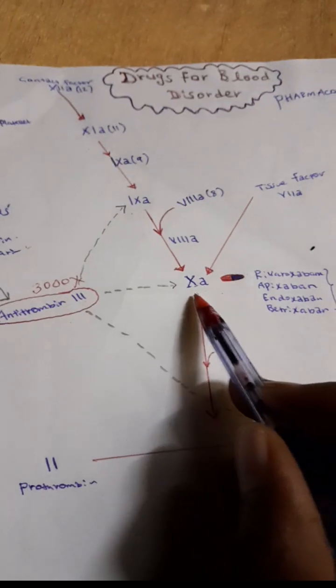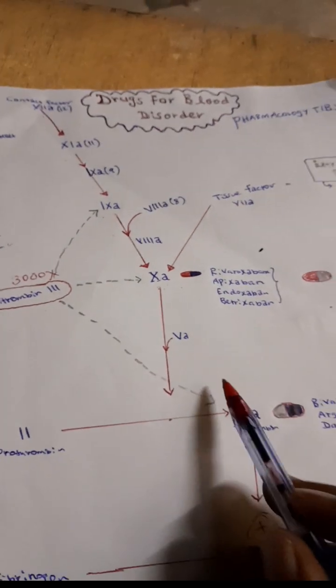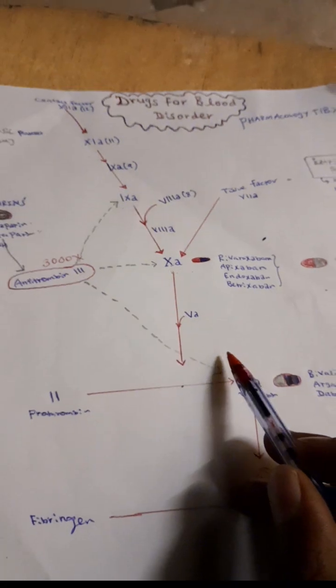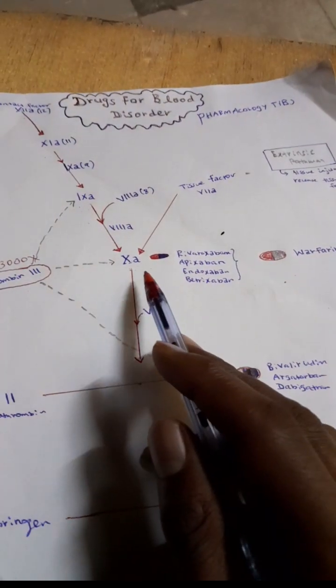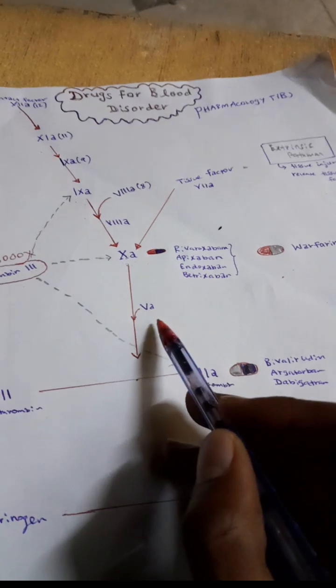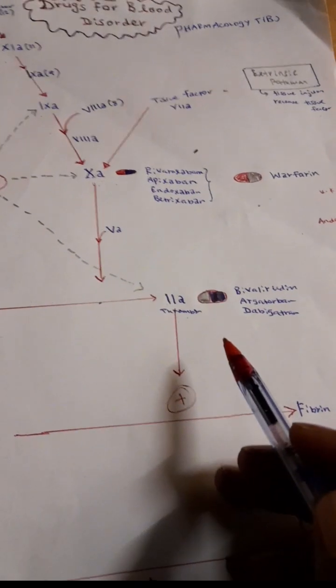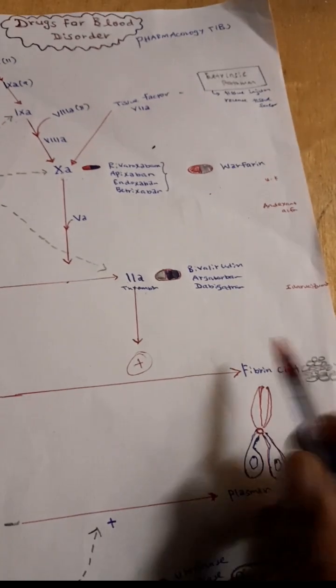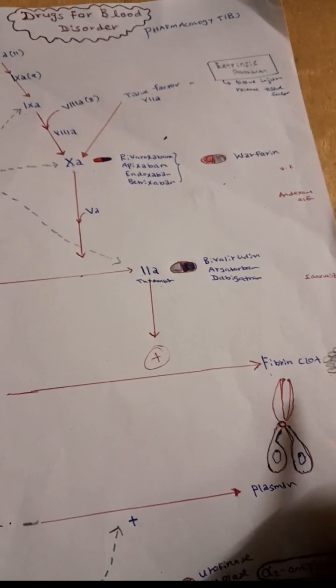So the activated form of factor 10, with the help of factor 5, converts prothrombin to thrombin. This thrombin, or the activated form of factor 2, converts fibrinogen to fibrin. This fibrin is the final insoluble clot, or the final coagulation.